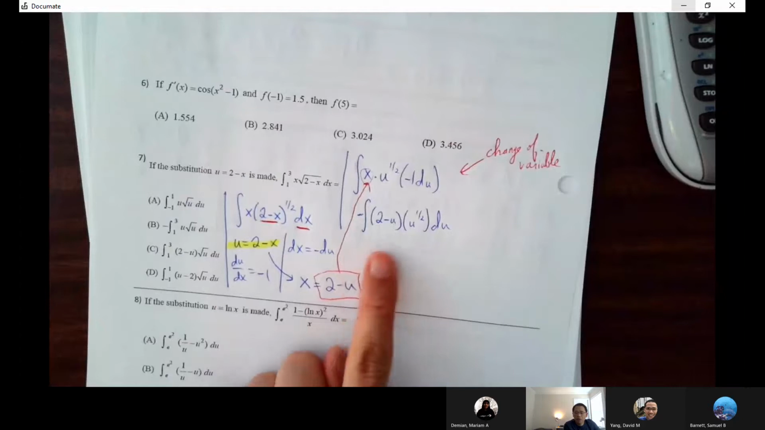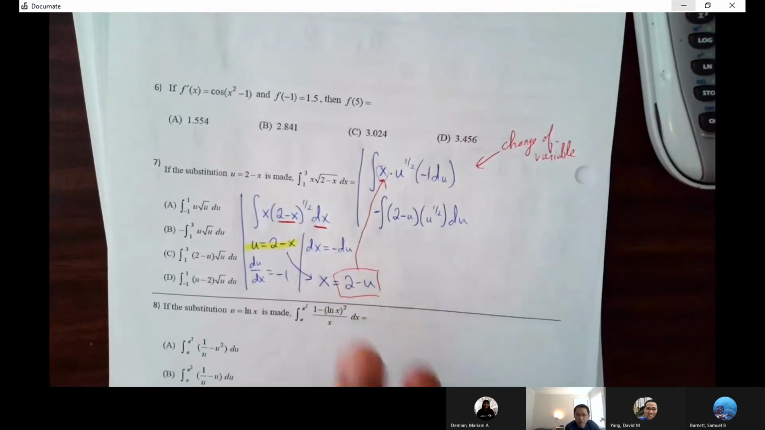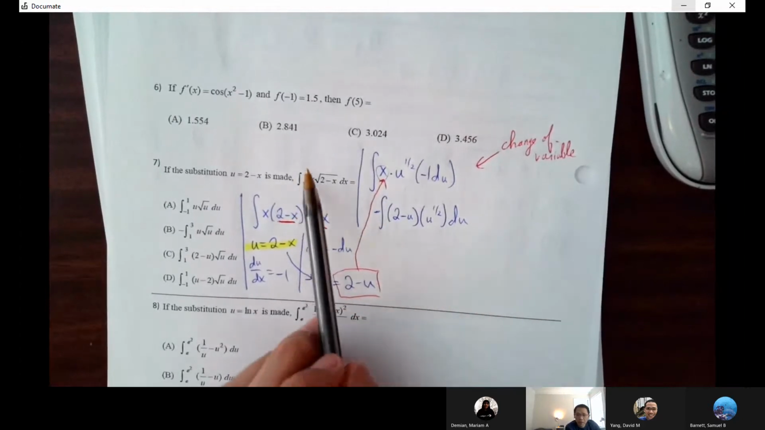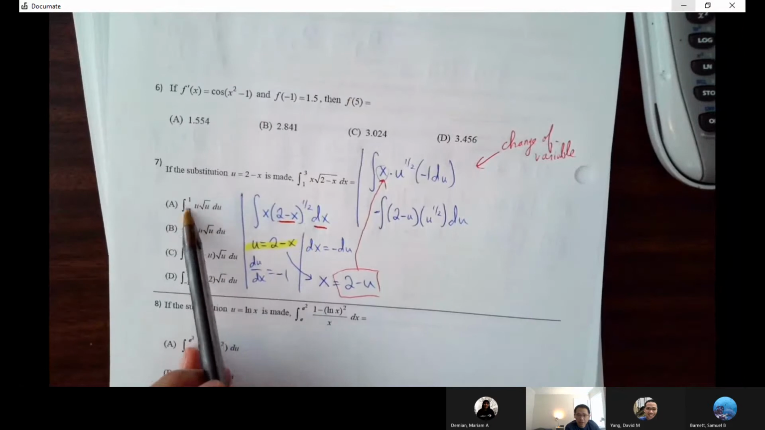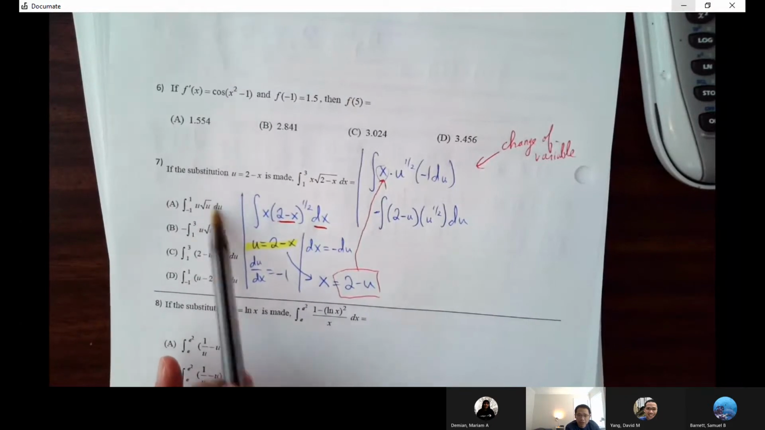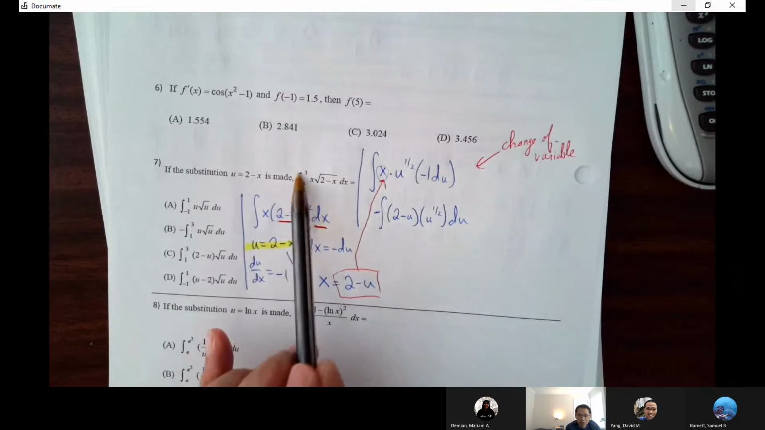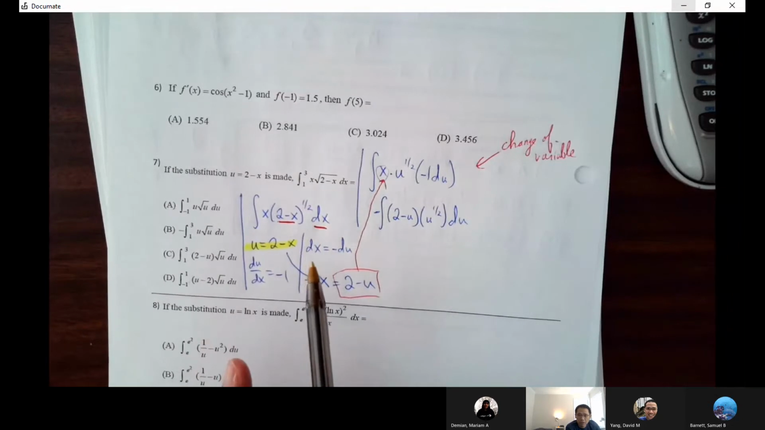All right, we're getting a little closer to our answer choices, but we have to adjust our bounds because right now our bounds are in terms of x, and all these have to be in terms of u because our integrand is in terms of u. So we're going to push these bounds to be in terms of u from x. We're going to convert the bounds.